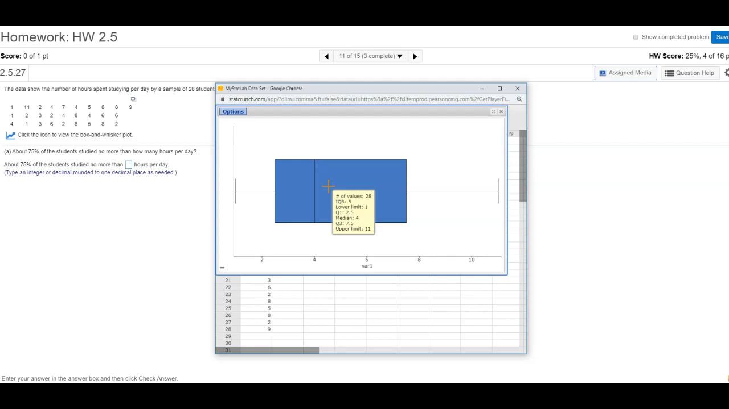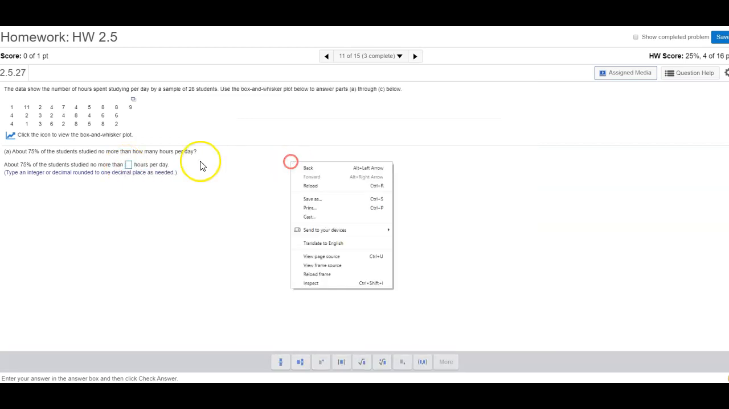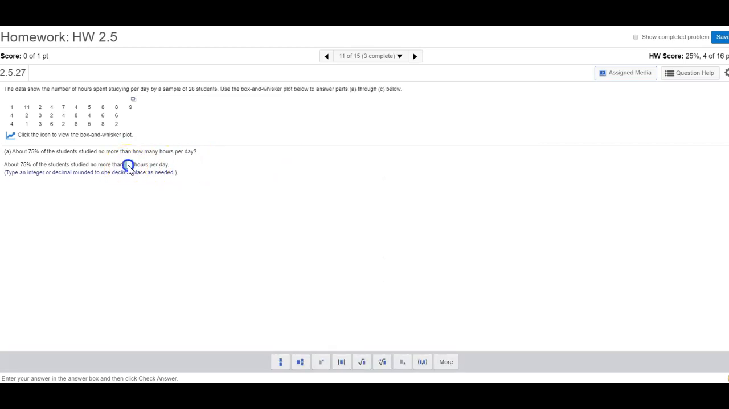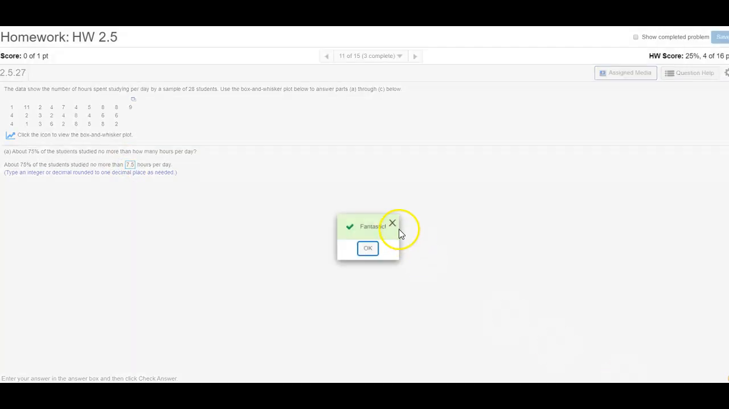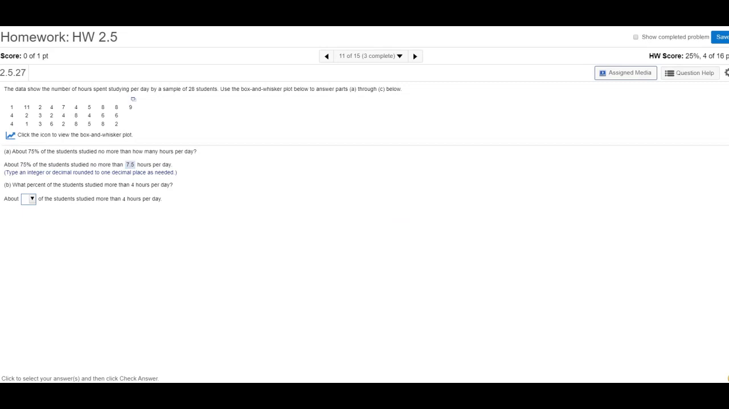So in this question, they asked me about 75% of the students studied no more than how many hours. So when they say 75, it rings a bell. I know it's the third quartile, which is 7.5. Oops, how do I answer this? Okay, 7.5. And I check my answer. Fantastic. I go back to the next question.